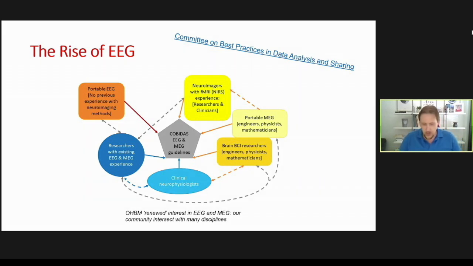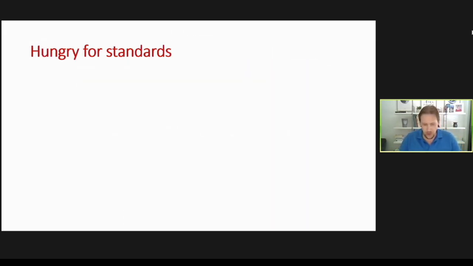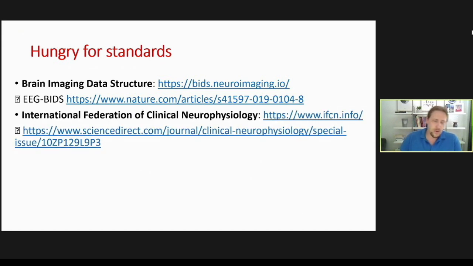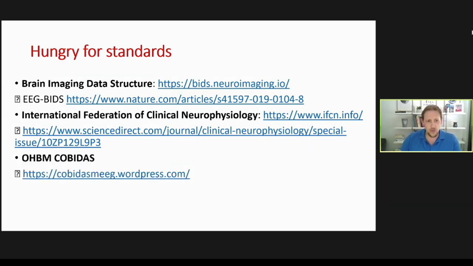Now, there are many useful standards which have been developed. Standards for sharing, of course, with the Brain Imaging Data Structure, but also standards for analysis and reporting, with the International Federation of Clinical Neurophysiology, and of course the OHBM COBIDAS.